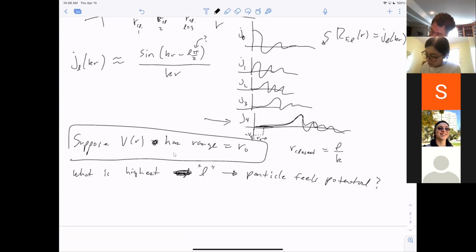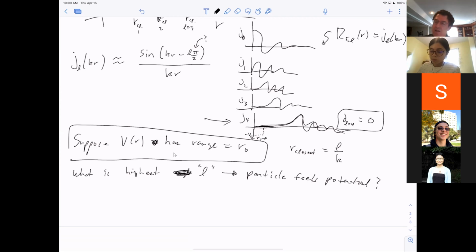But if it doesn't feel the potential, what would be the phase shift? If the particle doesn't even reach the potential, then what is going to be the phase shift due to the potential on the particle having that angular momentum? Is there no phase shift? That's exactly right. The phase shift would go to 0, because if the particle doesn't feel the potential, there's no phase shift.